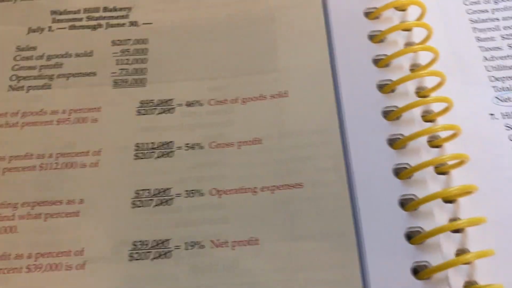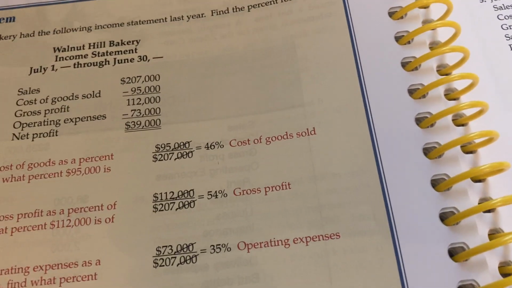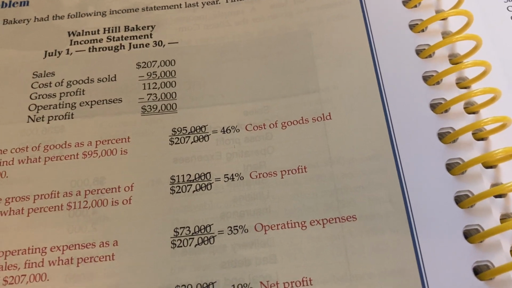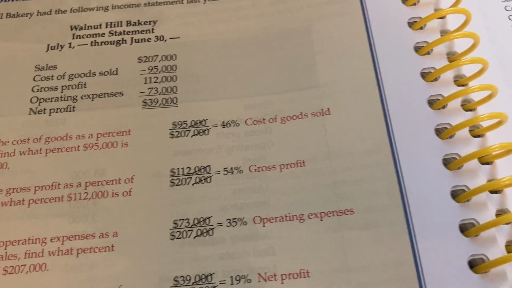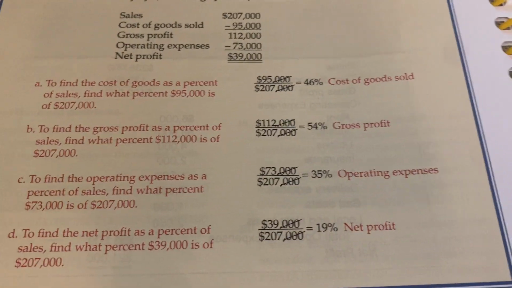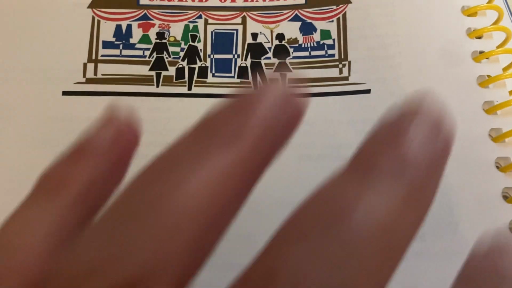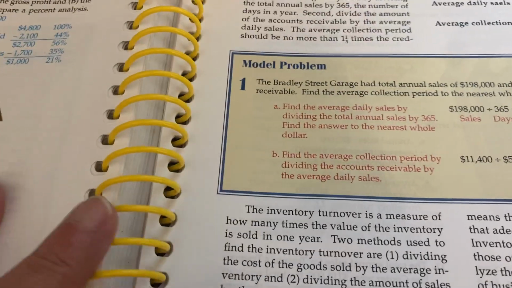So that's what's going on when we go from the income statement to the ratios related to sales. So let's go on to the ratios related to sales.